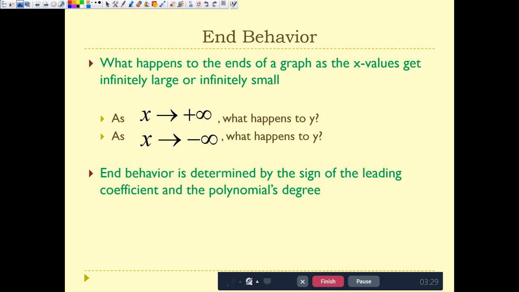Yes. Coefficients are numbers in front of variables. And what do you think the leading would mean? Yes, Aiden? The first one. Okay? So if the first sign is positive, we're going to look at positive. If the first sign is negative, we're going to look at negative. And then the degree, so even and odd degree. That's all that we need to know for end behavior.